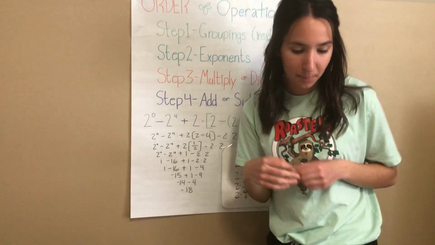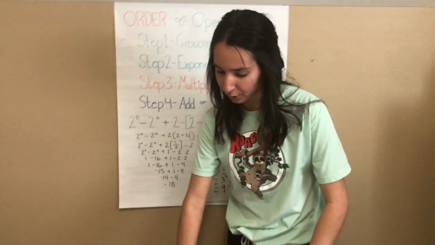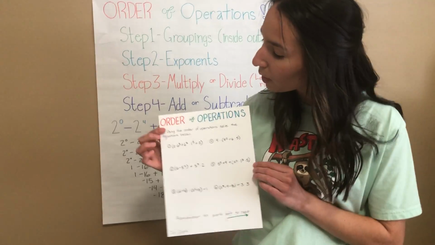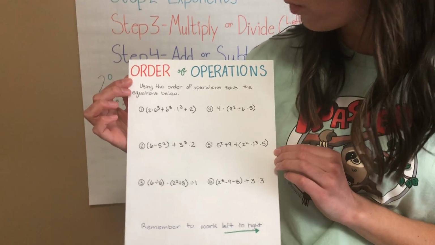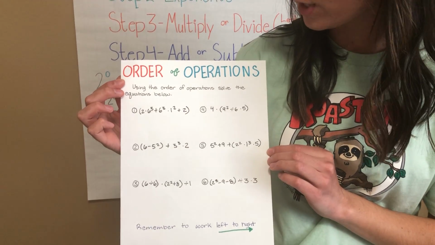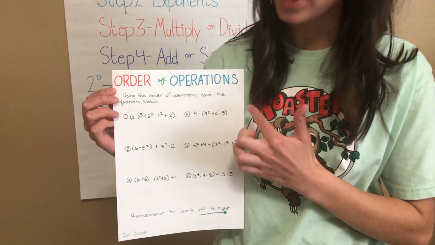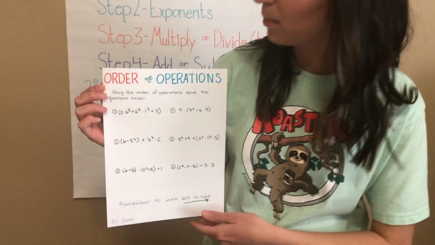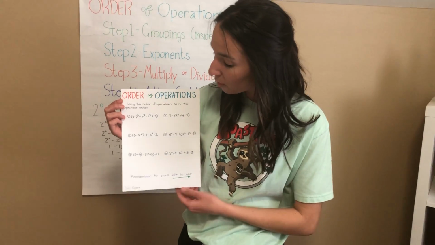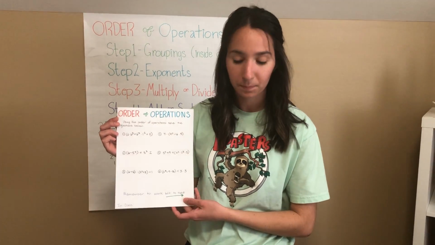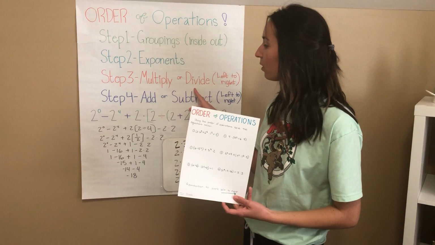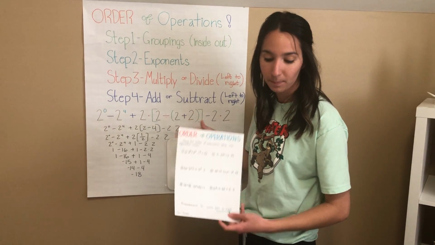Now I'm going to explain our in-class worksheet. Here the worksheet says, using the order of operations, solve the equations below. So I want you to solve all 6 of these equations, and I'll walk around and check to make sure you understand. Also remember to work left to right on multiplication or division and addition and subtraction.